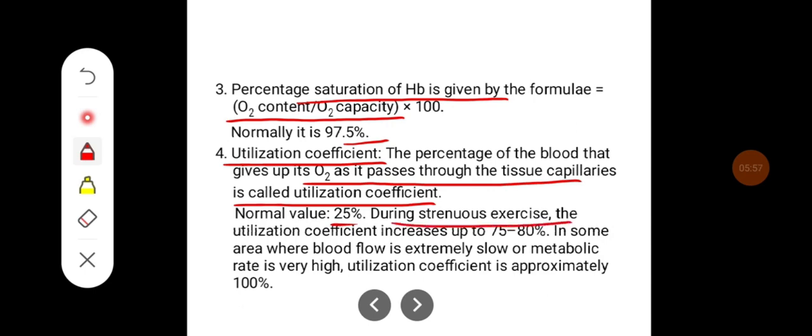During strenuous exercise, the utilization coefficient increases up to 75 to 80%. In some areas where blood flow is extremely slow or metabolic rate is very high, the utilization coefficient is approximately 100%.